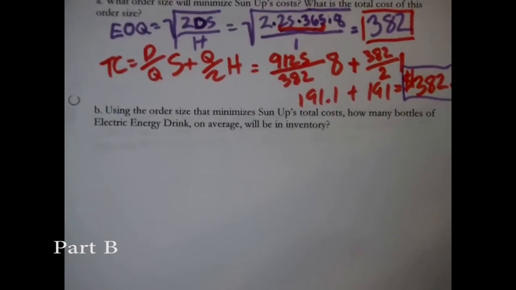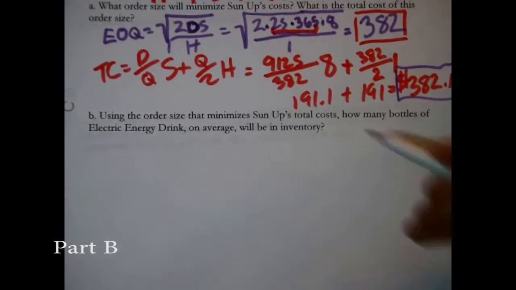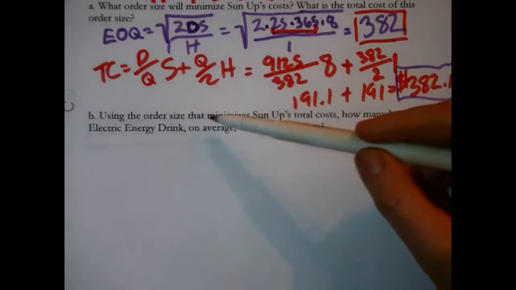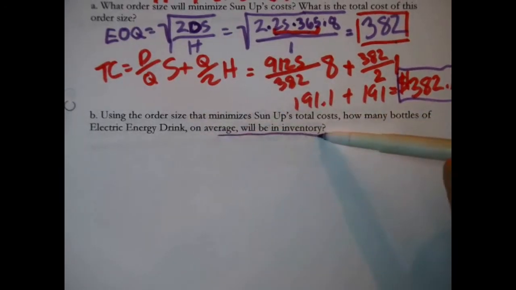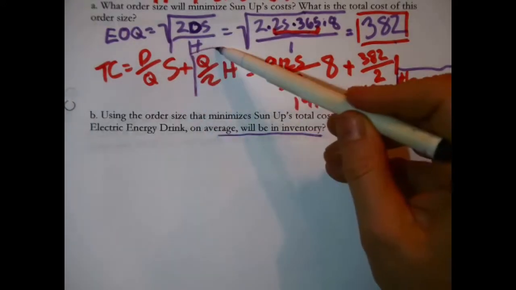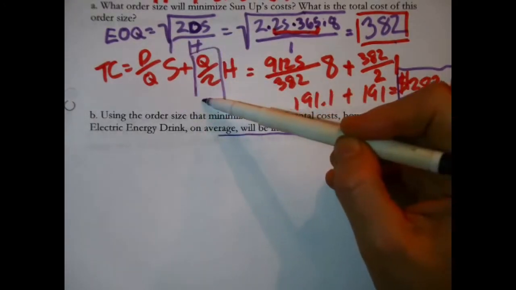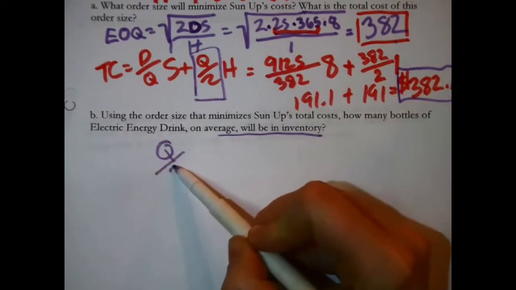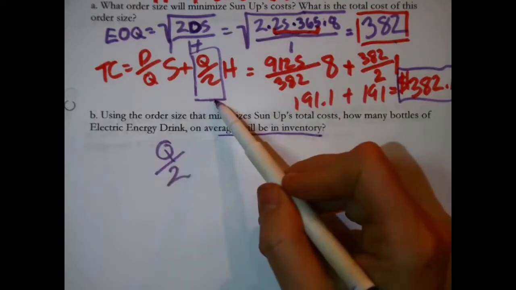Using the order size that minimizes SunUp's total cost, Q equal 382, how many bottles of electric energy drink on average will be in inventory? Average inventory, we actually did calculate it before. We just didn't recognize it separately. Average inventory is Q divided by 2, and it's right there in the total cost formula.